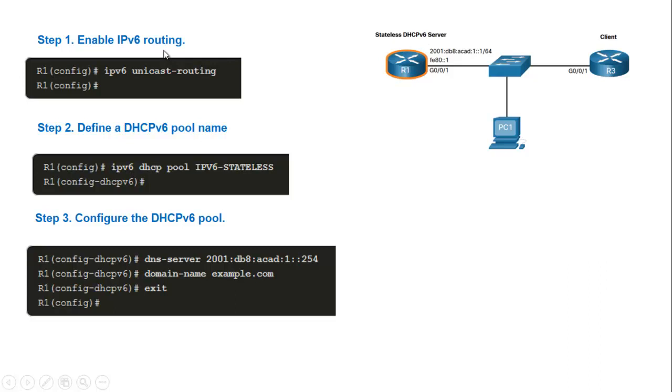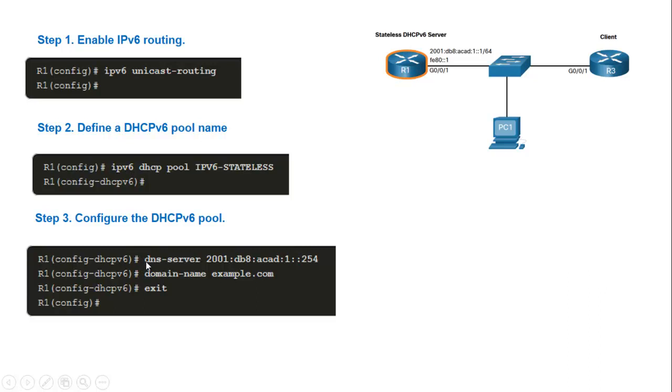Step 1, enable IP version 6 routing. We go into our R1 configuration mode and type IP version 6 unicast routing. After that, we have to define a DHCP version 6 pool name. So IP version 6 DHCP pool, and this is the name that is given for that pool, IP version 6 stateless.